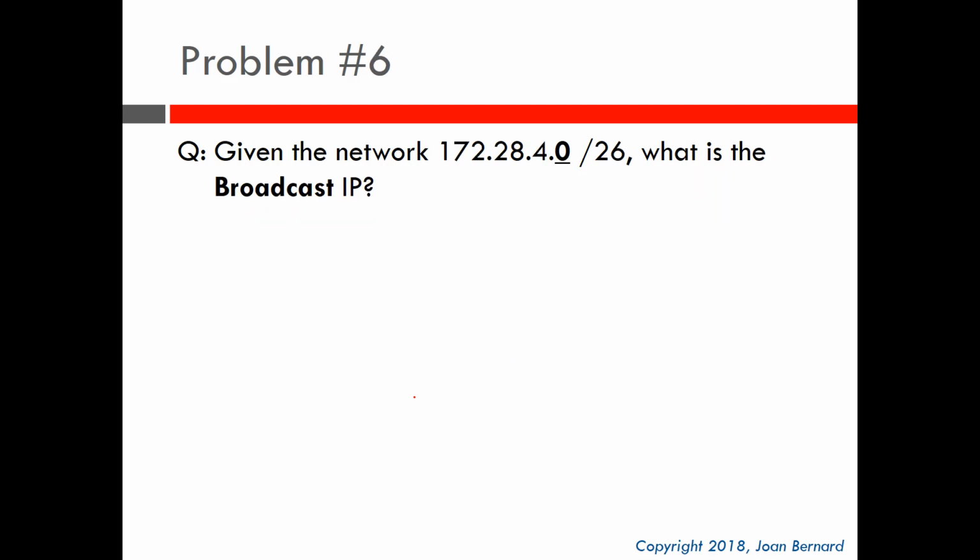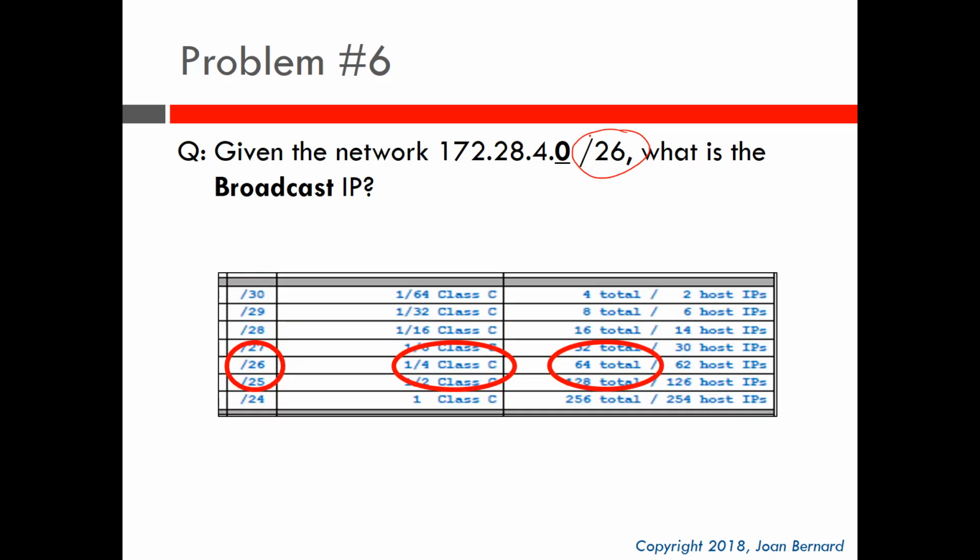All right, let's move on. Problem 6. Given the network 172.28.4.0/26, what is the broadcast IP? Now, when we tackle these problems, always start by looking at the CIDR notation. I'm going to grab my cheat sheet and find that /26 CIDR notation. I'm going to look to the right and I'm going to get reminded that a /26 is really like a quarter or a fourth of a class C, and that it has 64 total IP addresses in the range.